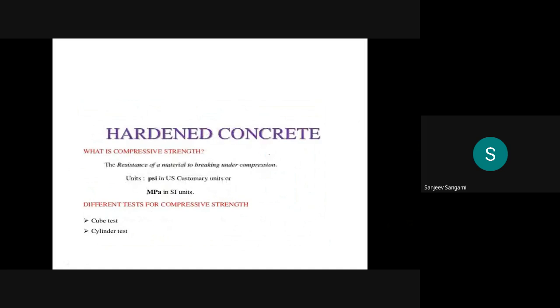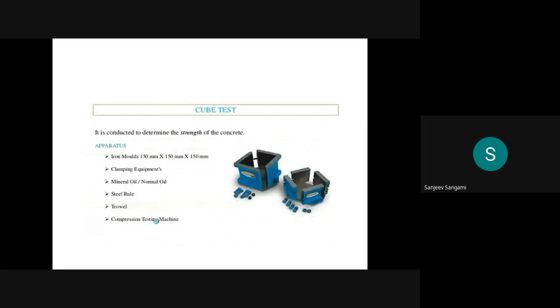Then hardened concrete, of course, we always express strength in MPa or Newton per mm square, or Newton per meter square, that is Pascal. We already covered this. For compressive strength, there is the cube test and the cylinder test. Normally we will go with these two. Standard dimensions are given for these.